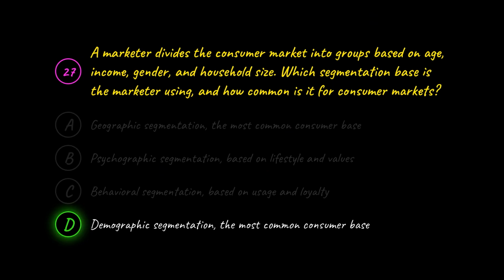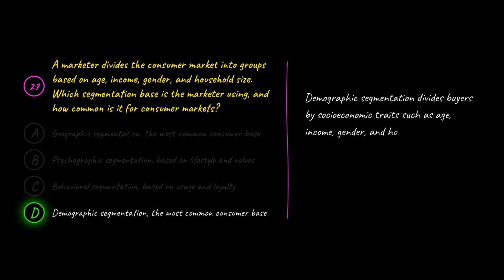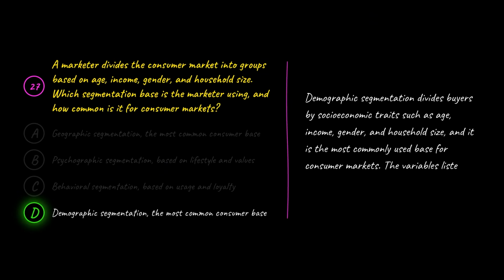The correct answer is D. Demographic segmentation, the most common consumer base. D is correct because demographic segmentation divides buyers by socio-economic traits such as age, income, gender, and household size, and it is the most commonly used base for consumer markets. The variables listed are textbook demographic factors.